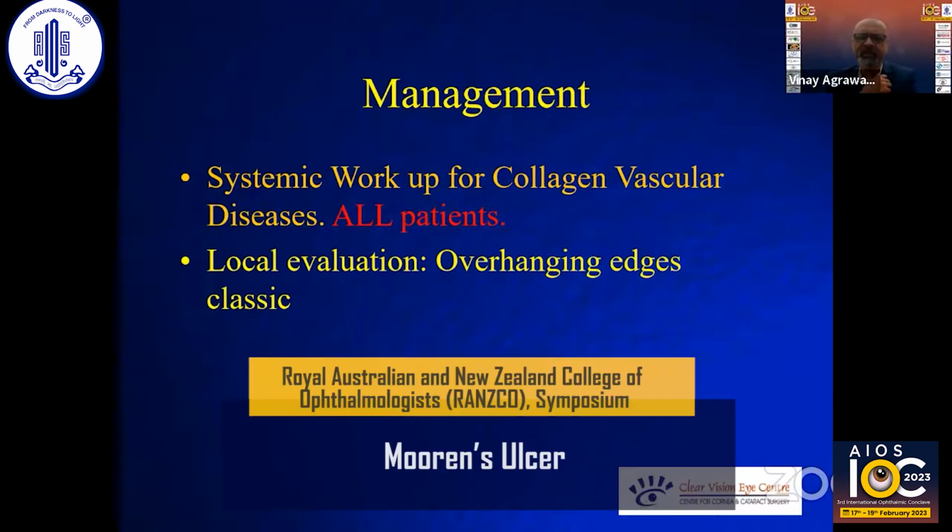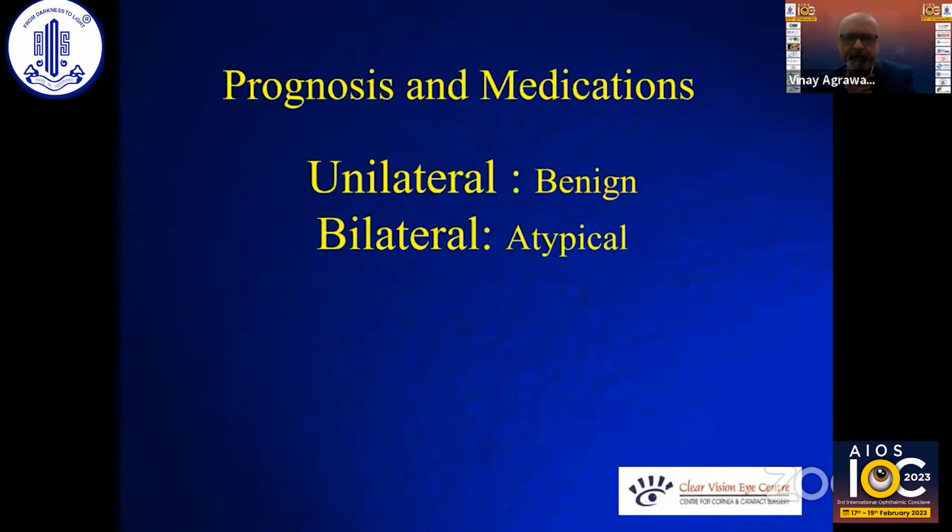Local evaluation, as I mentioned, overhanging edges is a very classic presentation, and that is almost pathognomonic of a Mooren's ulcer. Now, the key here is to understand what would be the scenario depending on whether the presentation is unilateral or bilateral, and what is the given age of a patient.